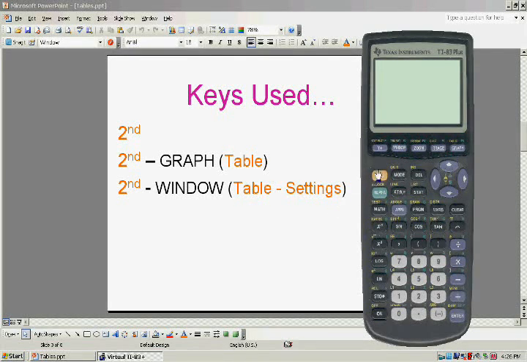If you hit the second key and then let up and hit window, you'll get, now they shortened it here, it says table set, but it's the table settings. It's the setting for your table to change the way the table looks. Okay, so these are the keys we'll use. Second graph, which is really the same as table, and second window, which is equivalent to table set.